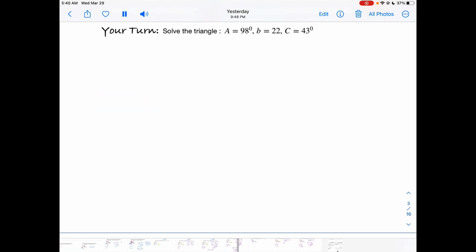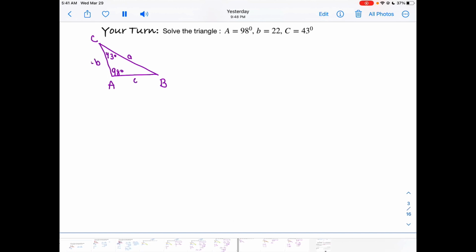Okay, so first thing you want to do is start by drawing your oblique triangle and label your given information. So I'm going to label this angle A, B, and C. Angle A we know to be 98 degrees. Angle C is 43 degrees. And side B, which is opposite angle B, is 22. And so my 3 bits of missing information is I need to figure out angle B, side A, and side C. So this is going to be my little answer box.